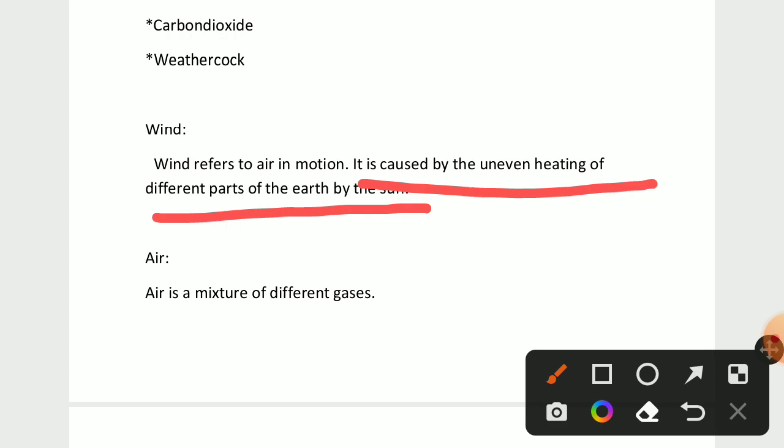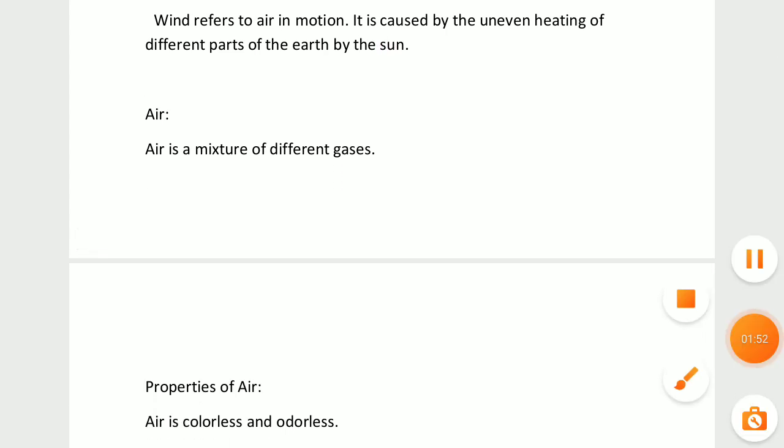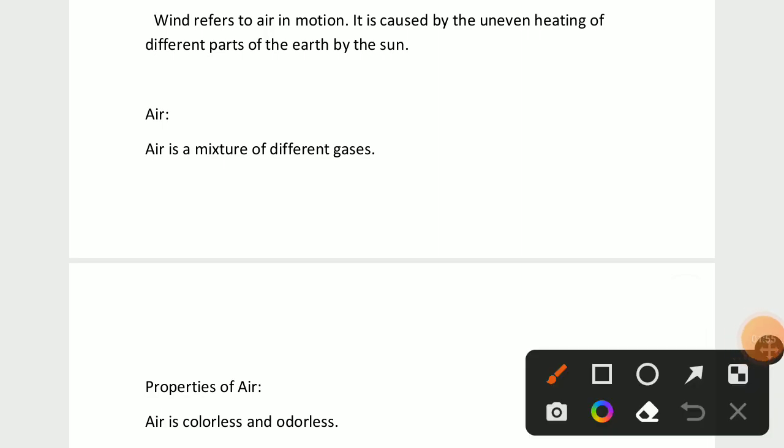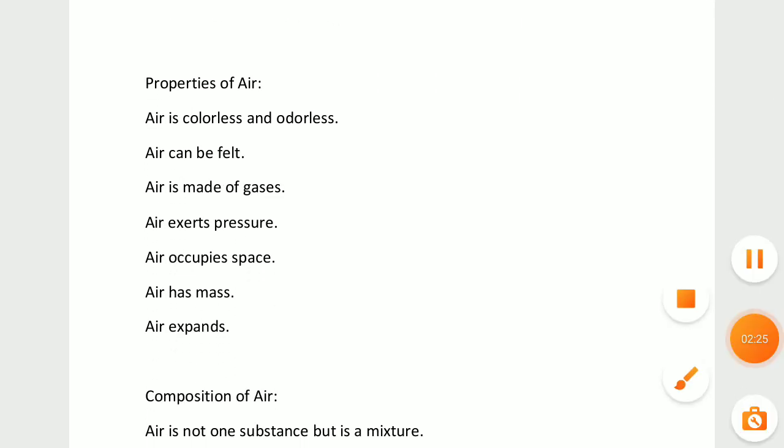Now let's go to air. What is air? You know what wind is now. Wind is the moving air. Air is a mixture of different gases. Many gases are mixed together and make air. For example, oxygen, carbon dioxide, carbon monoxide, argon, hydrogen, helium. There are many gases which together make air.